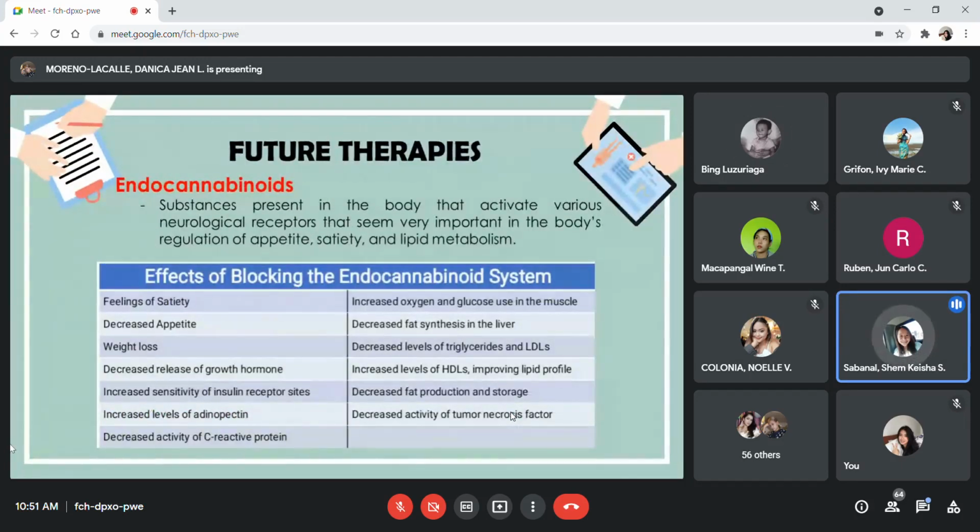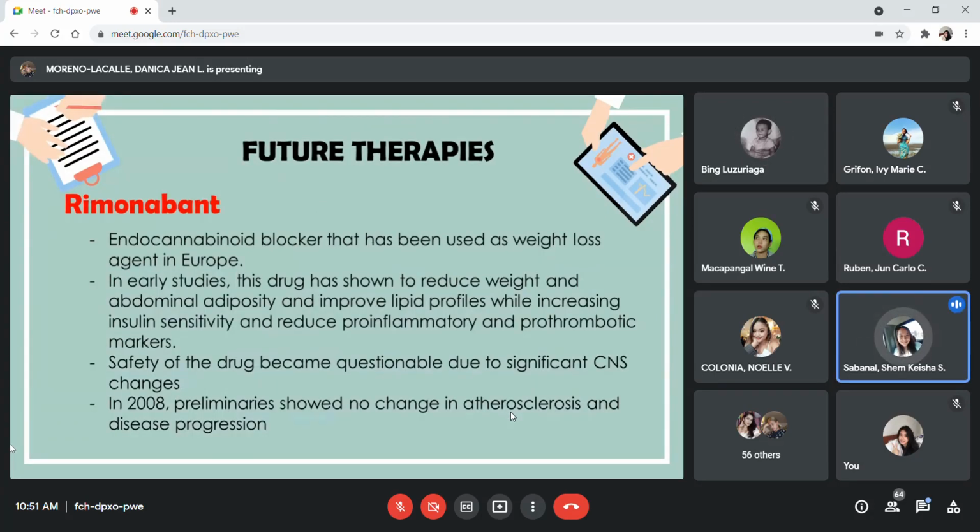So here we have our future therapies. At present, new drugs are being investigated with hopes of having drugs that will cut off. Okay, never mind that. As long as you know this is a possibility in the future. Next slide. So the table shows the effects of blocking our endocannabinoids, so just read on those.